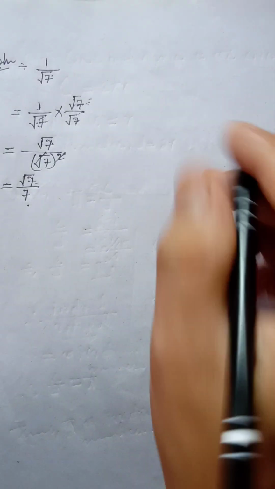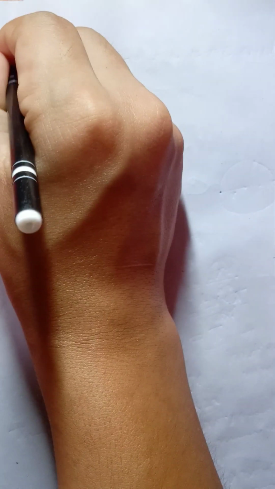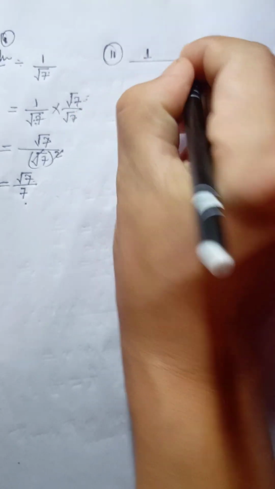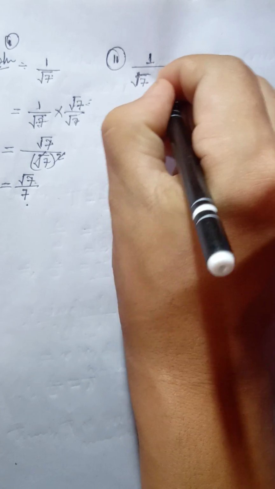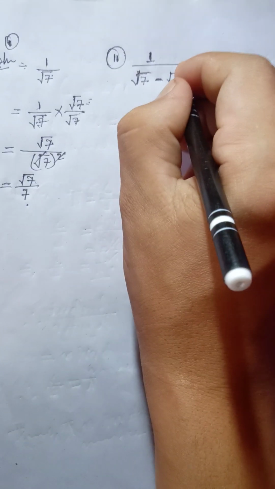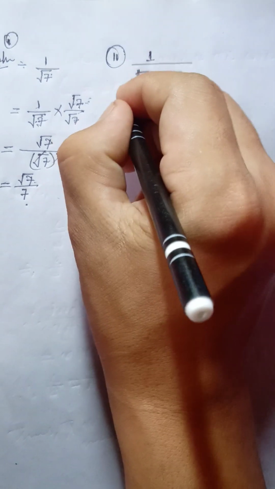Then let us proceed to the next problem. That was Roman number 1, so let us proceed to Roman number 2. What do we have in Roman number 2? That is 1 by root 7 minus root 6.